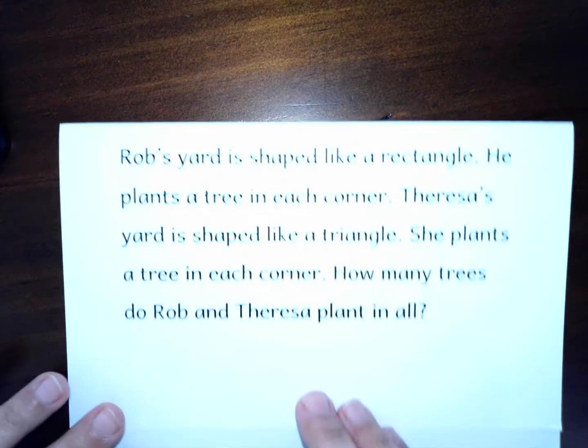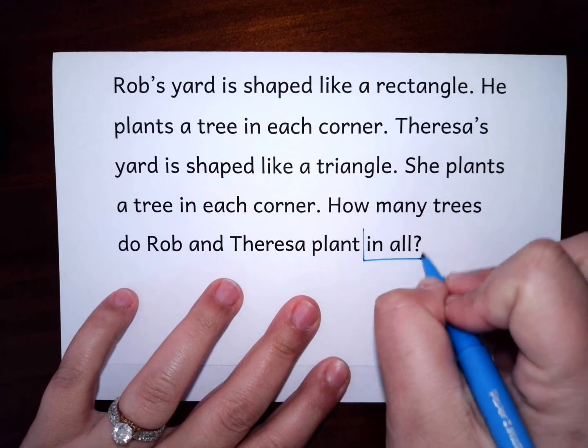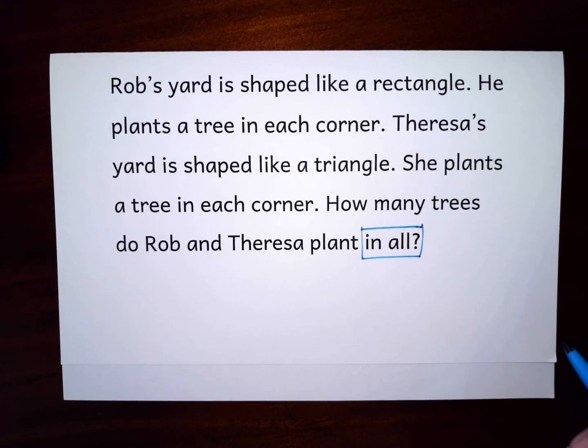It says, Rob's yard is shaped like a rectangle. He plants a tree in each corner. Teresa's yard is shaped like a triangle. She plants a tree in each corner. How many trees do Rob and Teresa plant in all? Well, this is kind of an interesting math problem. I do not see any numbers. This is interesting. I see the words in all, so I know I'm looking for a total. Let's go back and see if we can find any hidden information.